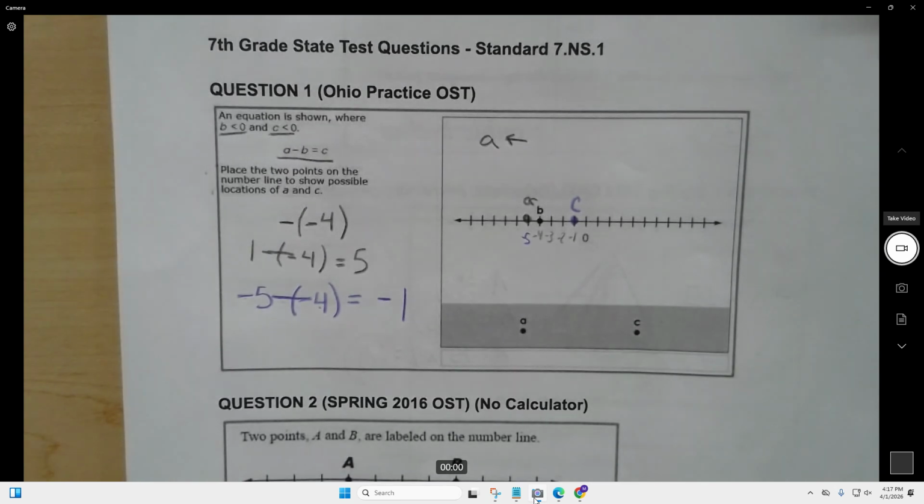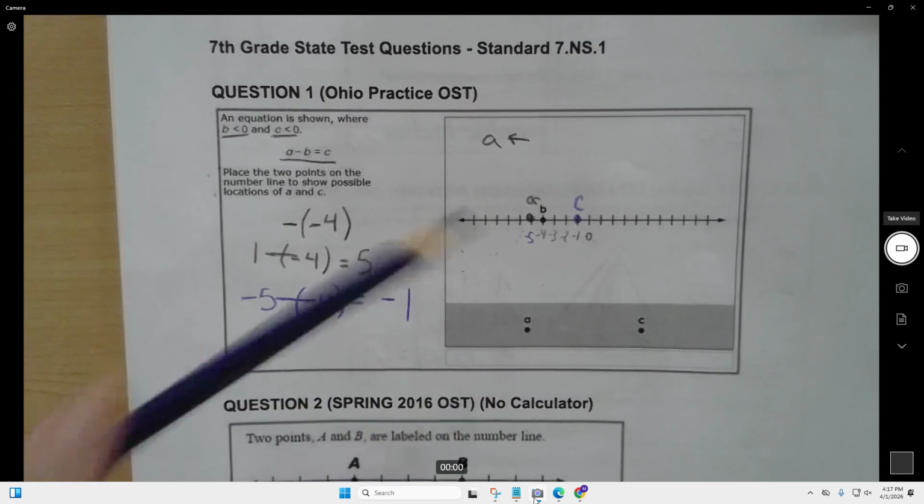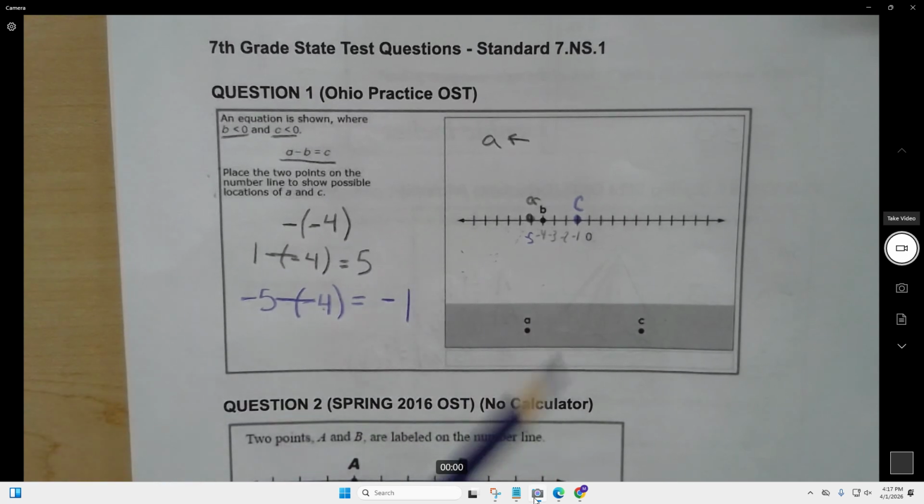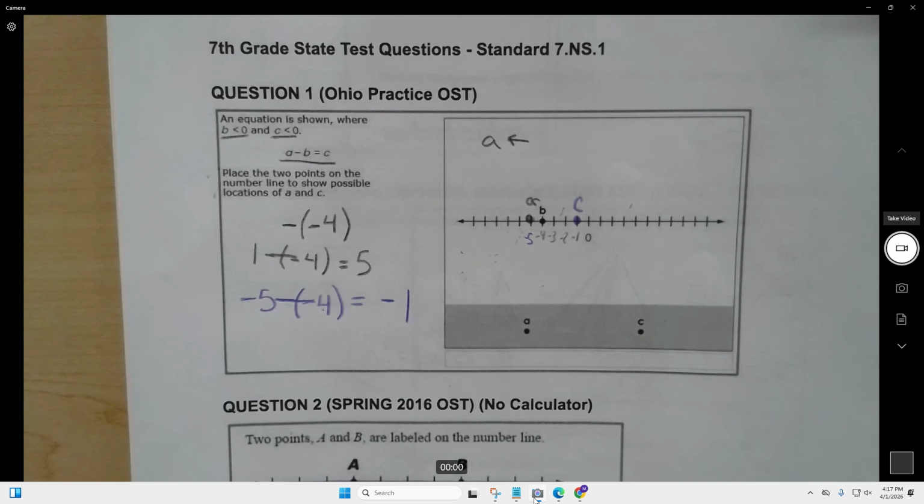This isn't the only answer. The state test will accept a variety of answers, but in order for this to be correct, A must be to the left of B. Because if A is to the right of B, then C will become positive. So A has to be to the left of B.